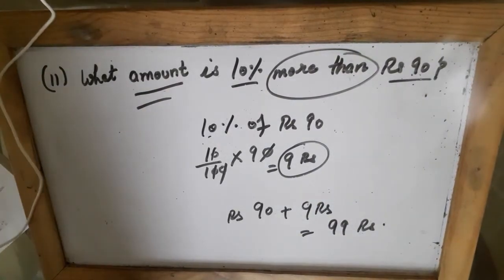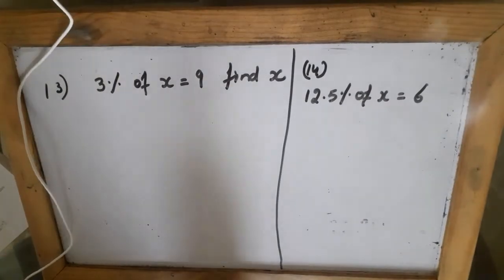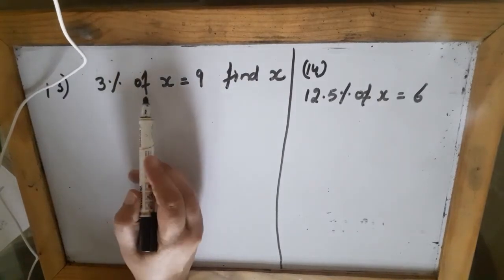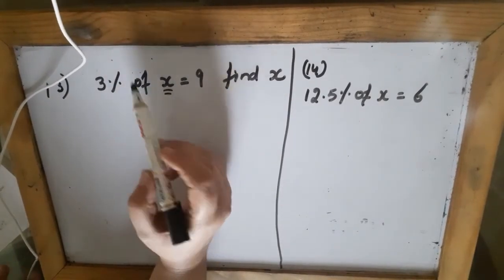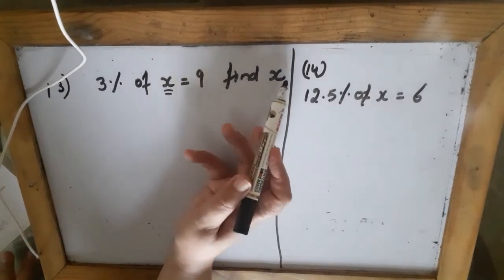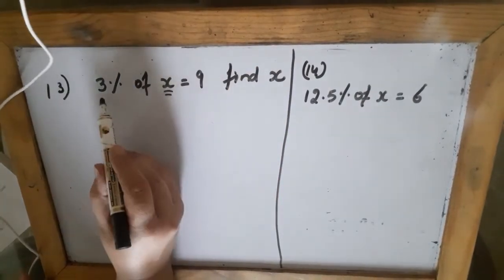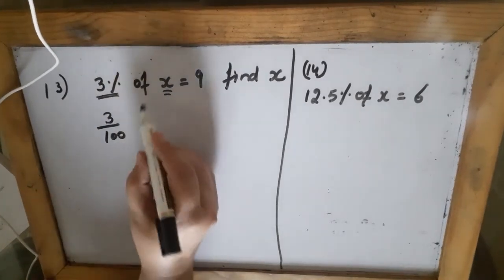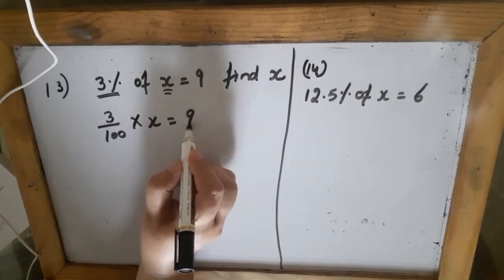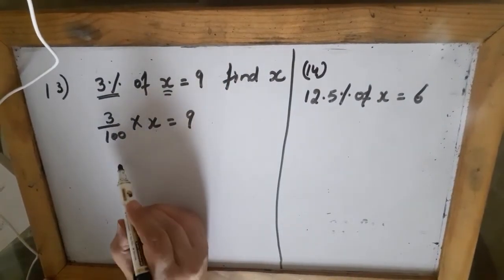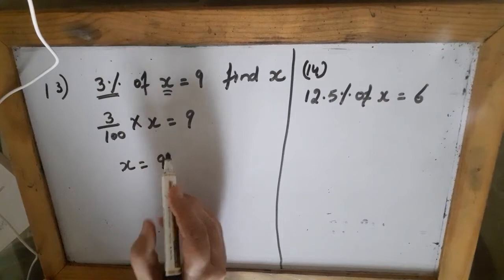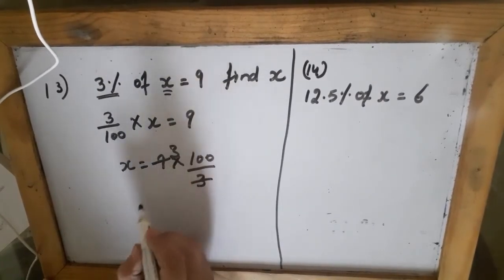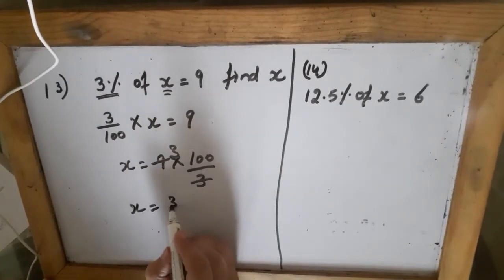In the 13th question, they are saying if 3% of x is 9, this number x I have to find. 3% of x is equal to 9, find x. So first of all, I'll convert this percentage into a fraction. 3 upon 100 of x is equal to 9. So I have to find x. This I'll shift to that side. So when I shift, it will become a reciprocal over there. 100 upon 3. 3 3s are 9. So what is the value of x? 3 into 100 is 300.